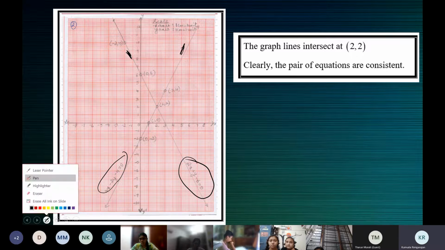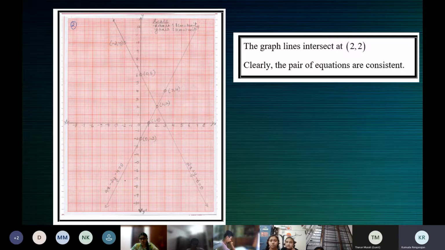So scale, the points you have plotted, the equations on the lines. And then answer the question. What is the question? Are the equations consistent? Yes, they are consistent because they are intersecting lines. They intersect at 2, 2. So the pair of equations are consistent because they have one solution. They are intersecting lines, that is enough. The graph lines intersect at 2, 2. Clearly, the pair of equations are consistent. That should be your answer. Please finish it like this.